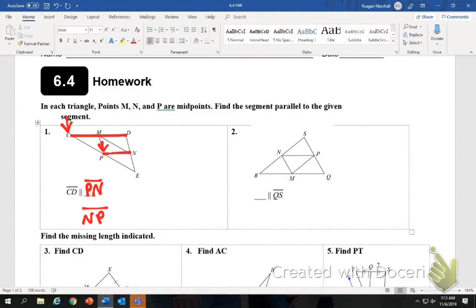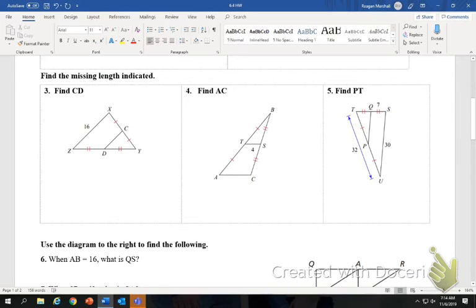The next one, to find the line segment parallel to QS, it would be MN. Again, that is the preferred. If they wrote NM, that is fine, but this is the more particular answer. Number 3, find CD. CD is parallel to XZ, so it's going to be half of it. So CD will be 8.